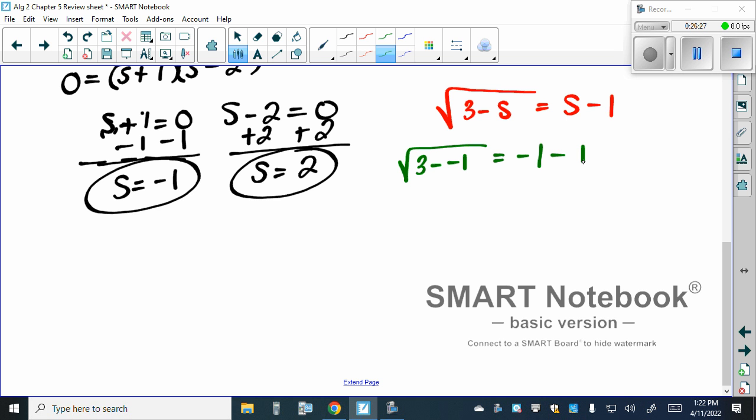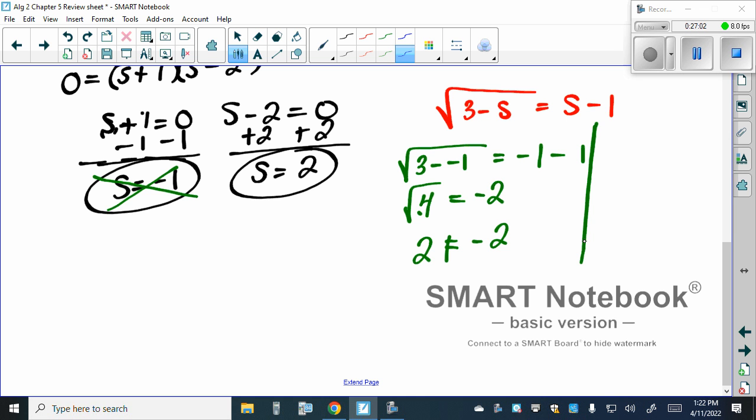At this point, we could type each individual side into the calculator. So we could type in the square root of 3 minus negative 1, and the calculator will tell us that it is 2. Negative 1 minus 1 would give us negative 2. And since these aren't the exact same, we can say that s equals negative 1 is an extraneous solution. If we work this out, it would actually be the square root of 4 equal to negative 2. Square root of 4 is 2.